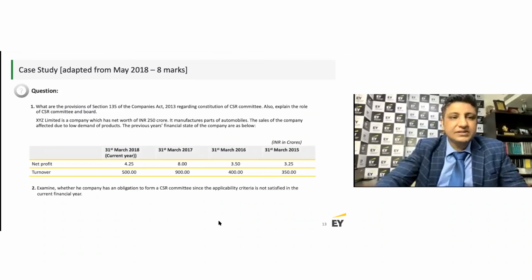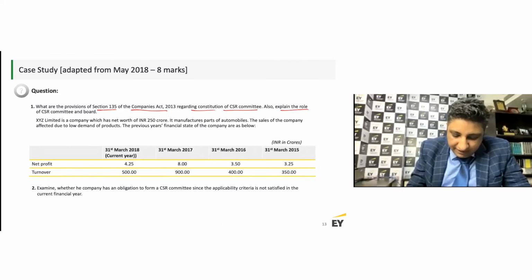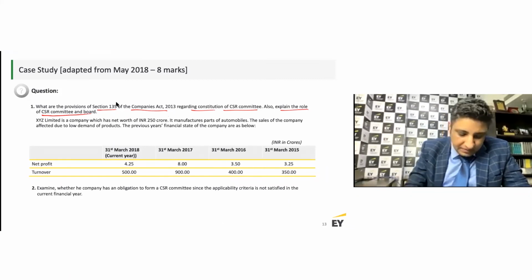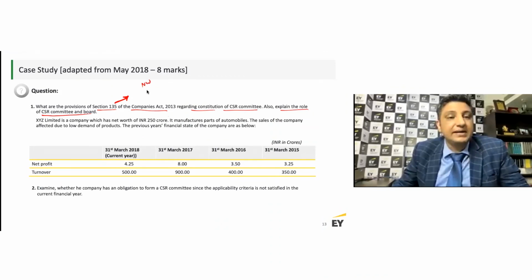It says, by the way, what are the provisions of Section 135 of the Companies Act regarding constitution of CSR committee? Also explain the role of CSR committee and the board. We just been through that a while ago, right? So if I were to understand that the provisions suggest 3 benchmarks: net worth, turnover, and net profit, right? That's where these benchmarks are relevant.